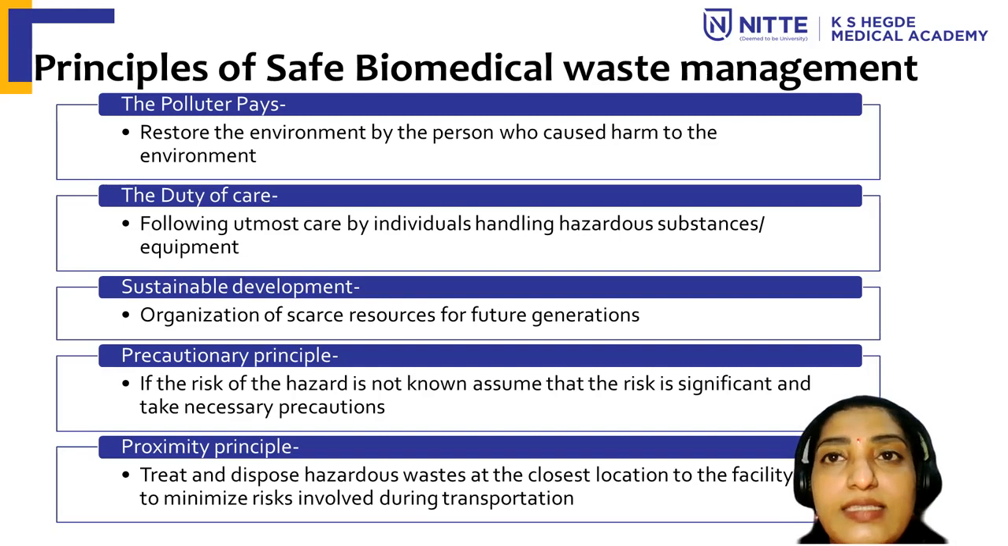The third thing is sustainable development. This includes the 4 Rs that we discussed in the previous videos: reduce, reuse, recycle, and recover, where there will be proper organization of scarce resources for future generations. Fourth is the precautionary principle. Here, if the risk of the hazard is not known, we consider it as extremely hazardous and take necessary precautions.